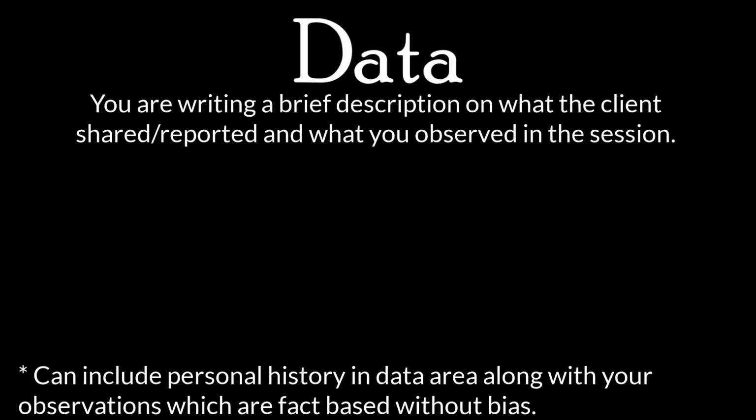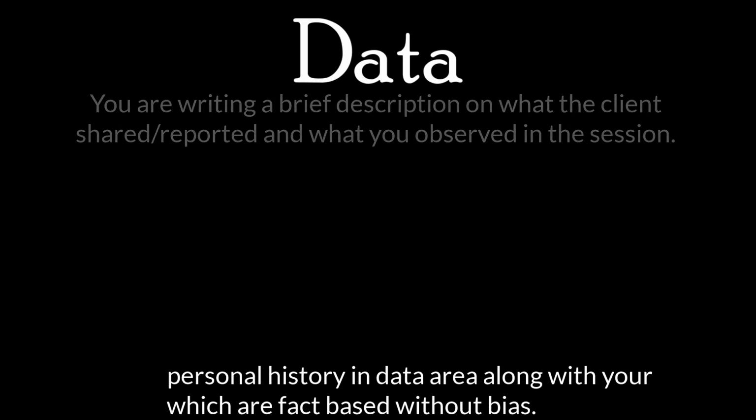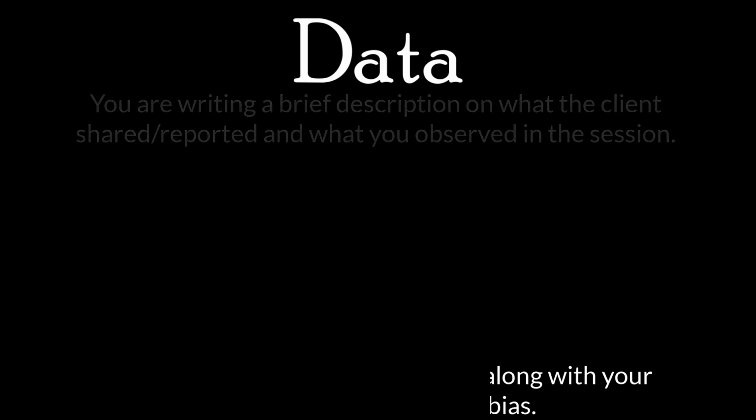In the example I'm providing in this video, I am using a DAP note. In the data section, you're writing a brief description of what the client shared or reported, as well as what you've observed in the session. In this area, you can include personal history along with the observations. Remember, you're documenting facts without bias.